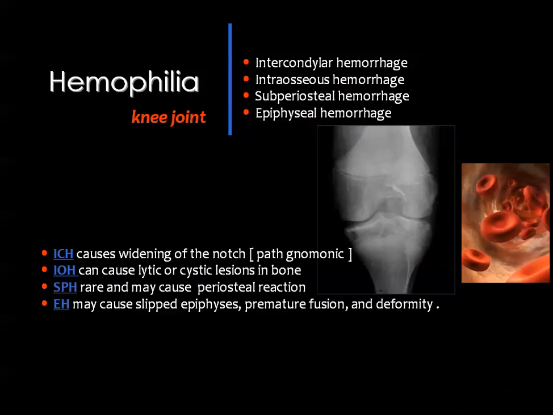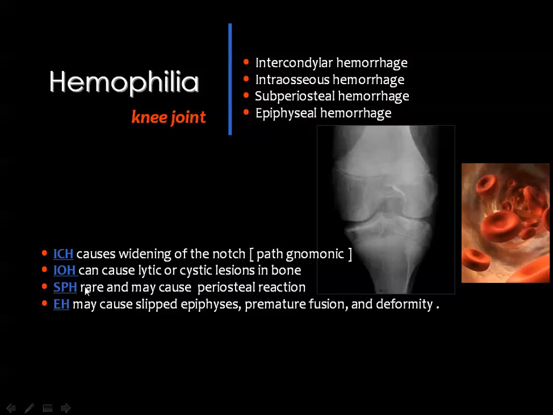One of the major joints to be affected by hemophilia, many joints can be affected, of course, but we usually see these manifestations commonly in the knee joint. They are the result of these hemorrhages. Intercondylar hemorrhage will result in widening of the intercondylar notch, the very classic appearance of hemophilia. Intraosseous hemorrhage will lead to lytic and cystic bony lesions.